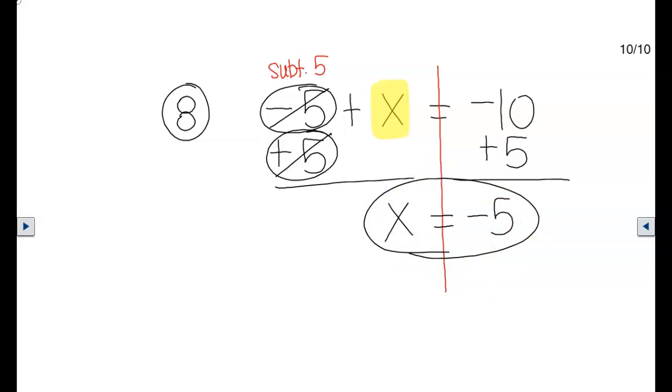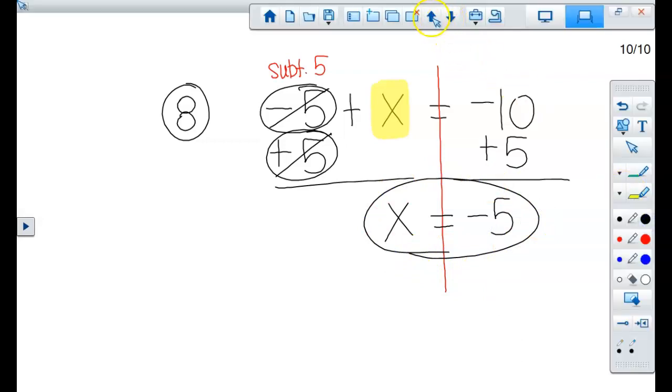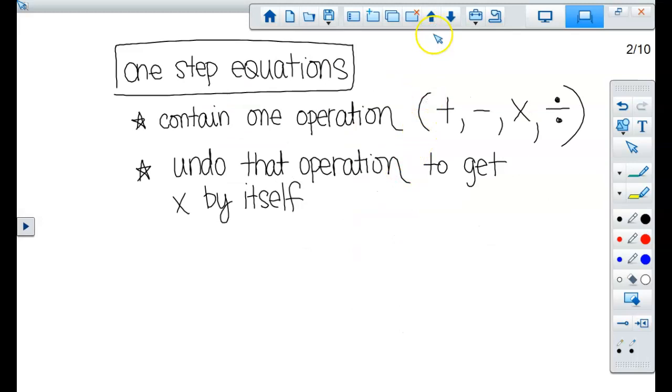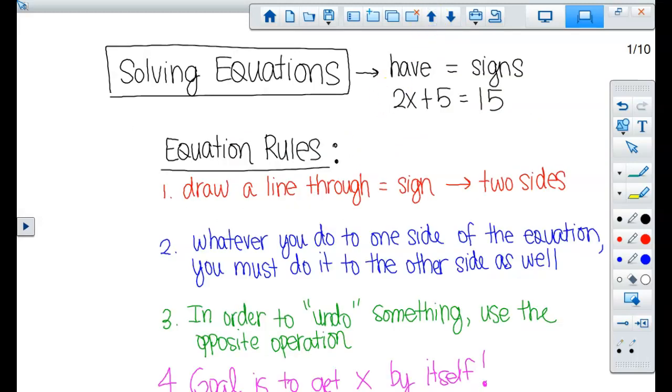So on all of these problems, let me take you back just a minute to the very beginning. Your equation rules. On every single one of these, I drew a line through the equal sign to show my two sides. I remembered this rule that whatever you do to one side of the equation, you have to do the exact same thing to the other side as well. That in order to undo something, whatever that something was, I used the opposite operation. So if I saw adding, I subtracted. If I saw subtracting, I added. And I remembered that the goal is to get x by itself.